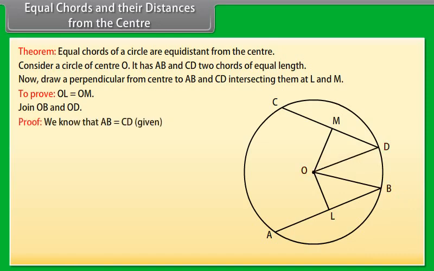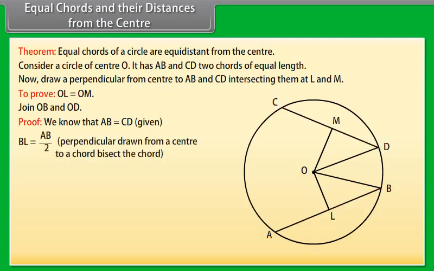We know that AB is equal to CD, given. BL is equal to AB upon 2, because the perpendicular drawn from the center to a chord bisects the chord. Similarly, DM is equal to DC upon 2. Therefore, BL is equal to DM.